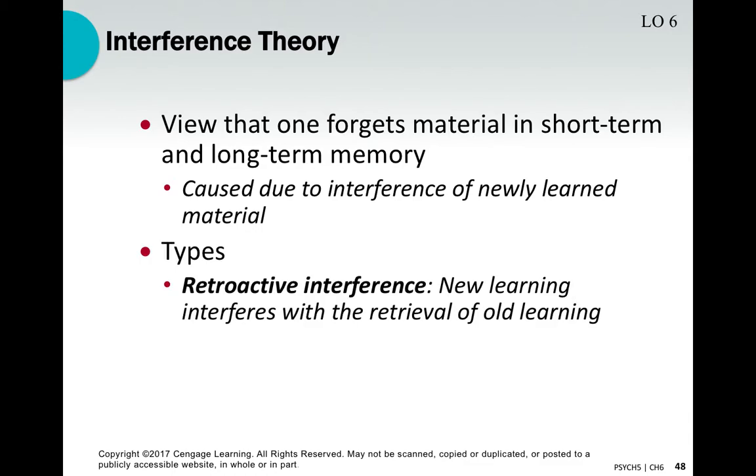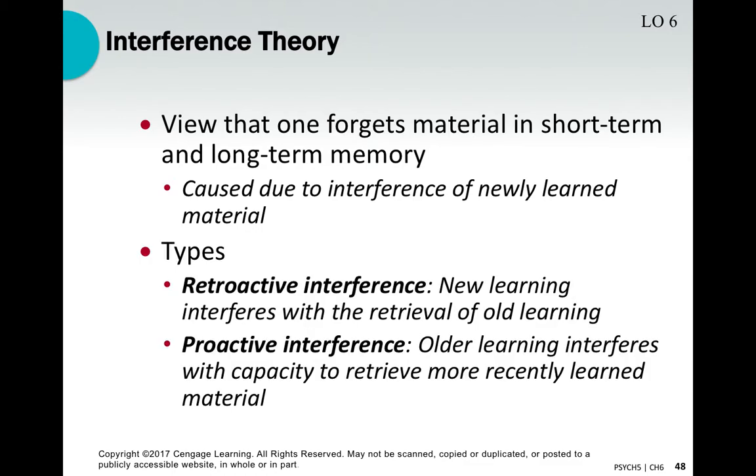Another theory about why we forget is called interference theory. Basically, long-term information and short-term information in that information processing model interfere with each other. There's retroactive interference, where new learning interferes with the retrieval of old learning. Conversely, proactive interference is where old learning interferes with the learning of new material.